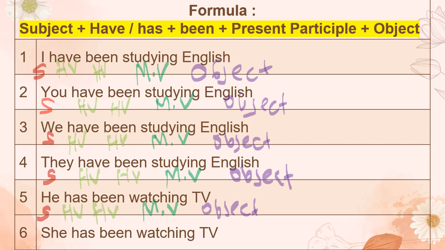Number 6, she is the subject, has is the helping verb, been is the helping verb, watching is the main verb, TV is the object.